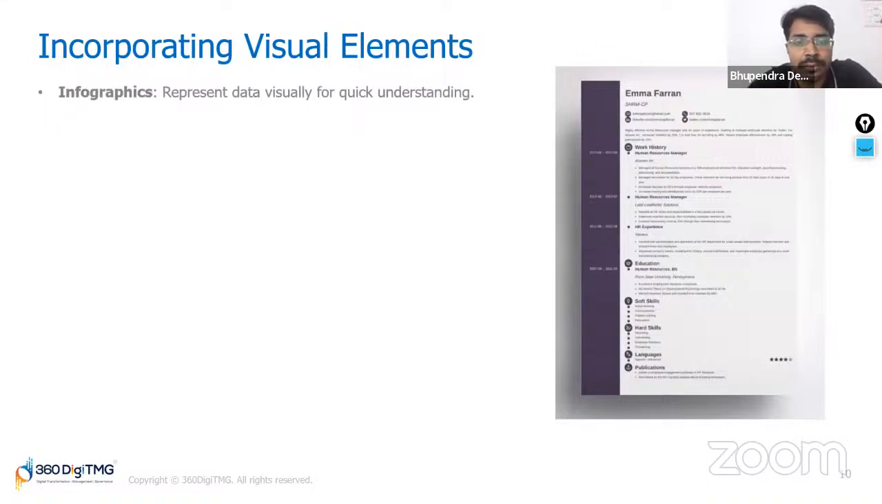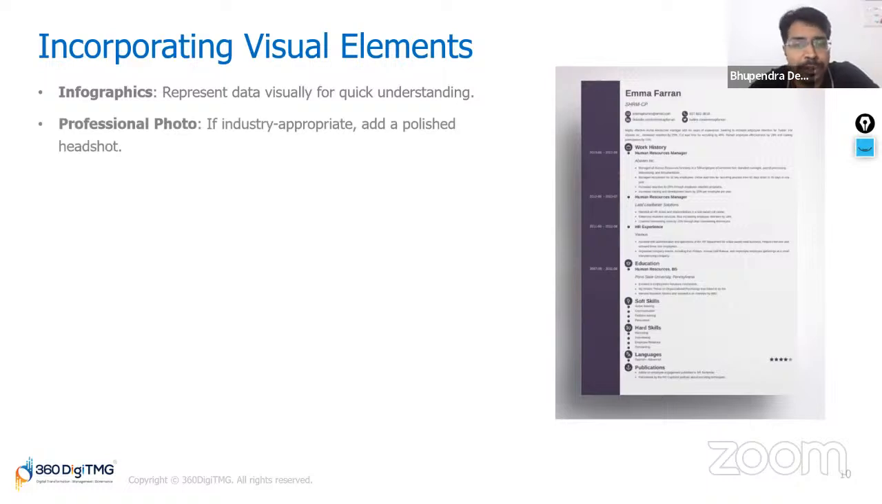Now, incorporating visual elements. If you talk about visual elements, infographics are really very important. Yes, they represent data visually for quick understanding. For example, you have here LinkedIn. When we talk about LinkedIn, you can just give its logo. Twitter account, just give its logo. Phone number, just give the phone's logo. Right? Professional photo, if it is required, good. Generally, if you want, you can give it. If that is a really good photo, yes, put it in your resume. But yes, ultimately, it will depend on the manager.